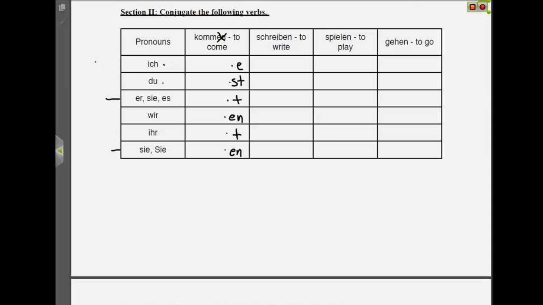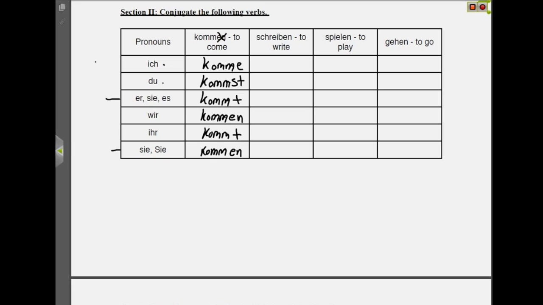So, "kommen," you would just drop your "en," add all of these endings to it, so you have "ich komme, du kommst, sie, es kommt, wir kommen, ihr kommt, sie kommen, Sie kommen." And notice that I don't separate the last ones. That's just a force of habit of mine. I always say it that way, and I can't really pinpoint why I do it that way.